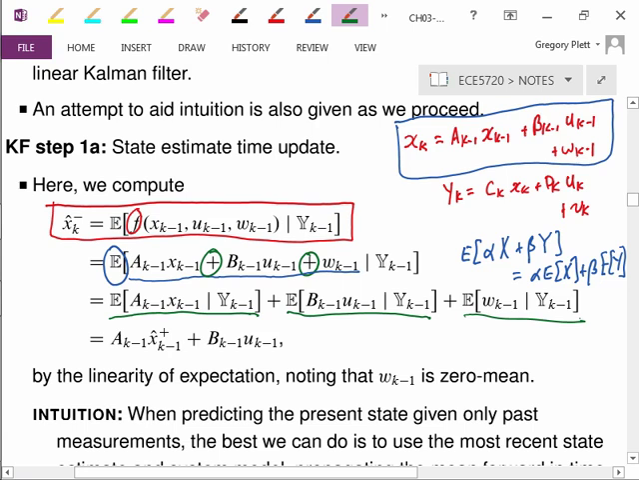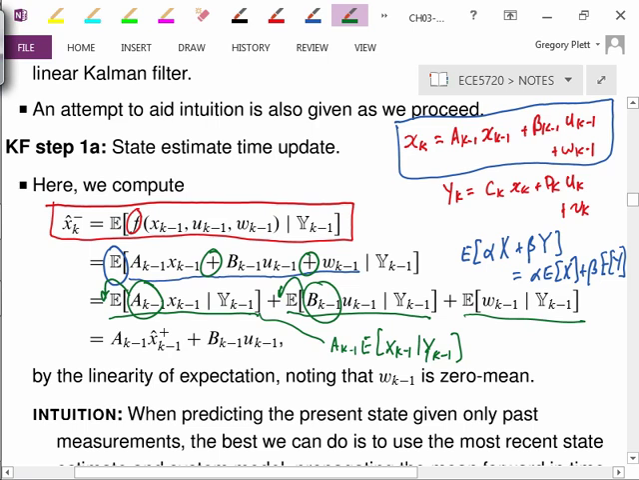And then, because the A, B matrices are known constants at any point in time, I can write this, for example, as ak minus 1 times the expected value of xk minus 1 given yk minus 1. The constant comes outside of the expectation, and I can do the same thing for that.